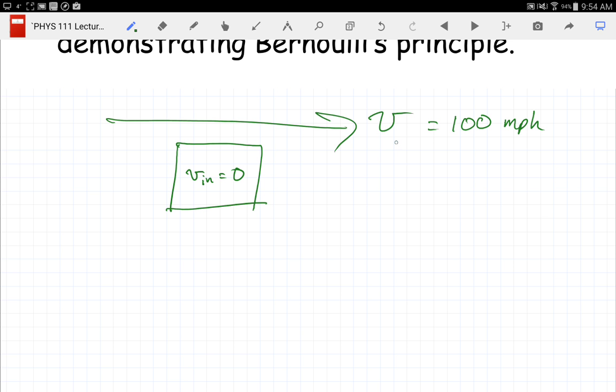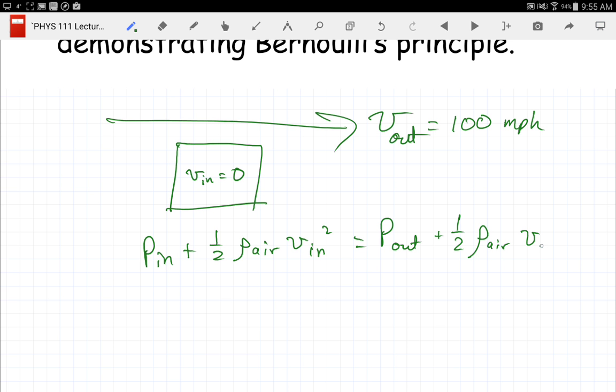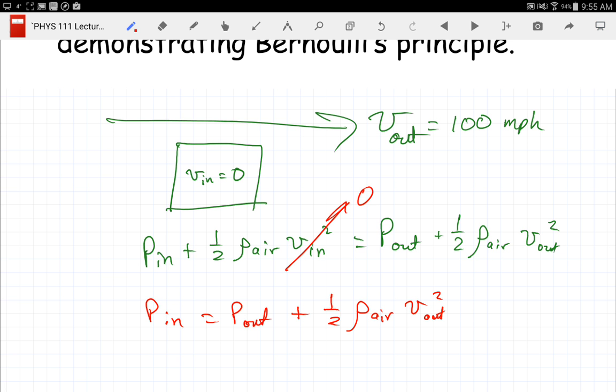Remember, pressure in plus 1/2 the density of, in this case, air, times velocity in squared is equal to pressure outside plus 1/2 density of air, velocity outside squared. Velocity inside was 0. So the pressure inside is equal to the pressure outside plus 1/2 density of air times the speed of the wind outside squared. So which pressure is bigger, the one inside or the one outside? This one here has to be bigger because it's this one plus something. Density is always positive and v squared has to be positive. So the pressure inside is bigger.